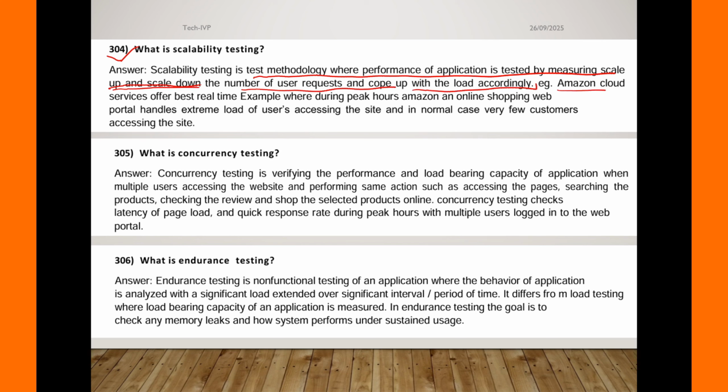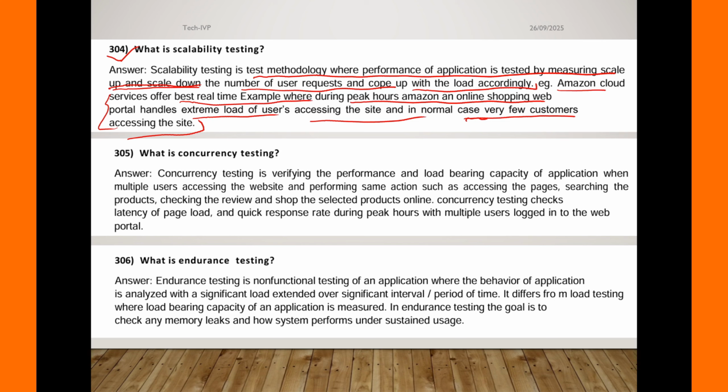Amazon is the best example, you can go with this example. Amazon Cloud Service offers the best real-time example. During the peak hour, the Amazon online shopping web portal handles extreme load of users accessing the site, and in the normal case very few customers access this site. So you can provide this example. What do you mean by scalability? Scalability means scale up and scale down.